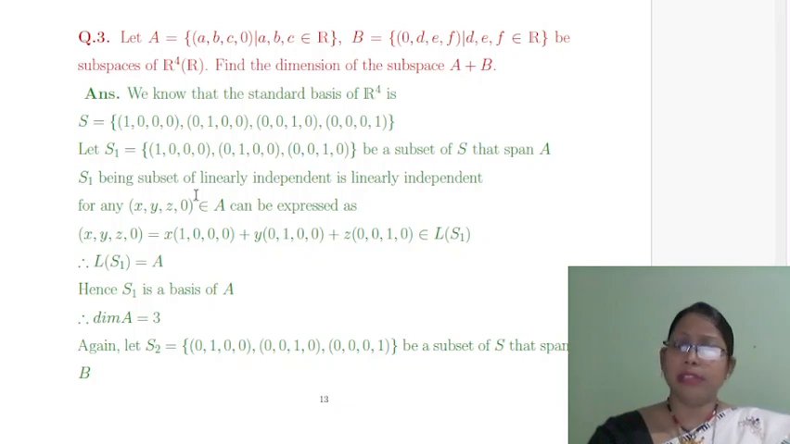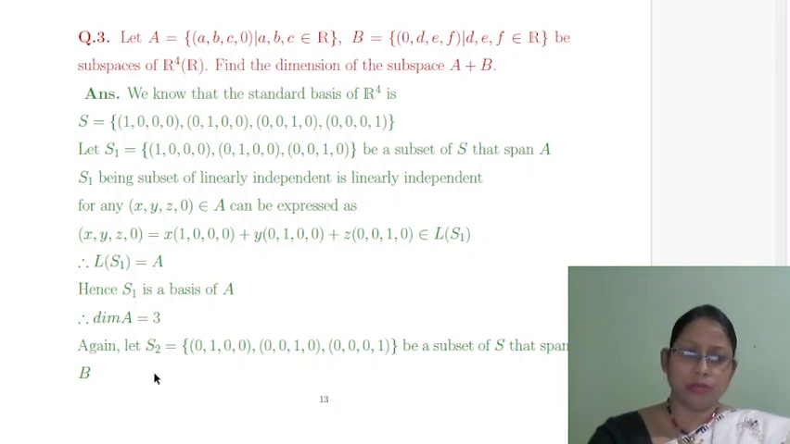S1, being a subset of a linearly independent set, is linearly independent. For any element x, y, z, 0 belonging to A, it can be expressed as a linear combination of the elements of S1: x, y, z, 0 equals x into the first vector of S1 plus y into the second vector of S1 plus z into the third vector of S1. That means any vector in A can be expressed as a linear combination of the elements of S1. So the linear span of S1 is equal to A. Hence S1 is a basis of A. Therefore the dimension of A equals 3, since the number of elements in the basis of A is 1, 2, 3.